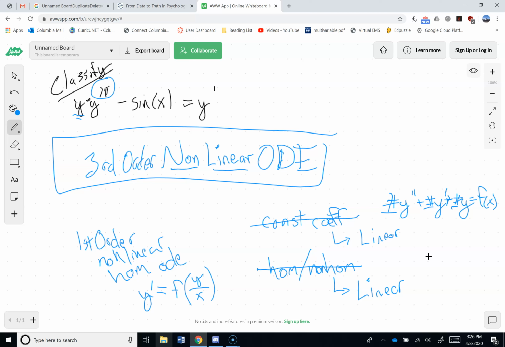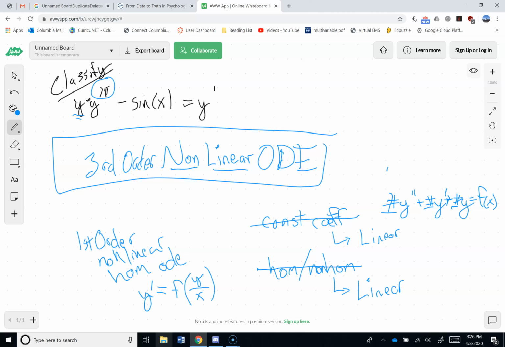Oh, okay. What if they're ones, which would just mean nothing, right? Would it still be constant coefficient? Yeah, ones are numbers. Even zeros are numbers. So if one of those things was zero, it would still be linear constant coefficient. Does that make sense?